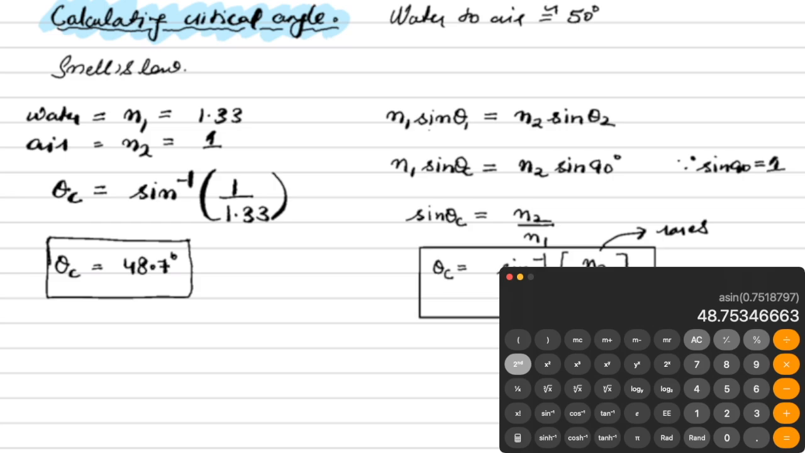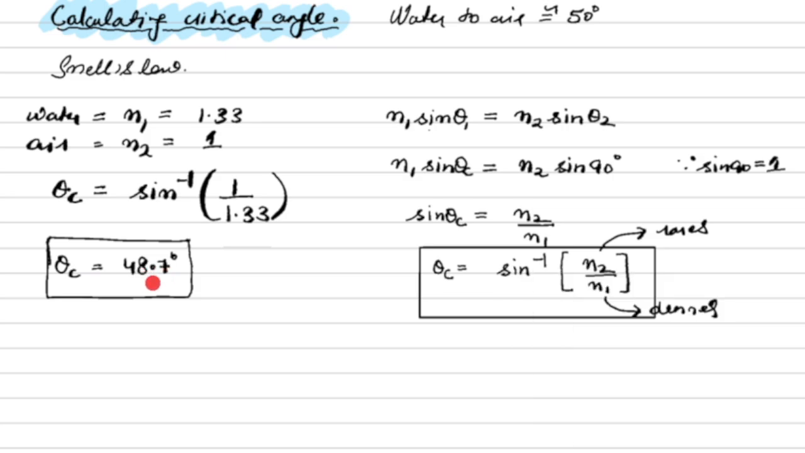And if you see in the simulation also, we were getting around 50 degrees. And here what we are getting is around 50 degrees only, 48.7. So our hunch from the simulation was correct. So this is the way we can calculate the critical angle if two mediums are known to us, that is, their refractive index is known to us. We calculate the ratio, rarer to denser, n2 by n1, and take a sine inverse of that. Whatever angle comes, that is the critical angle for those two mediums.